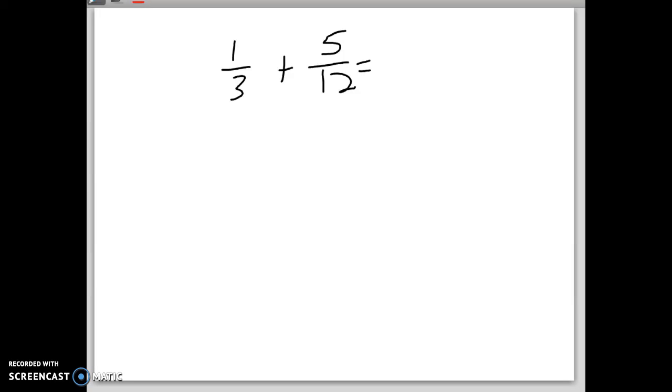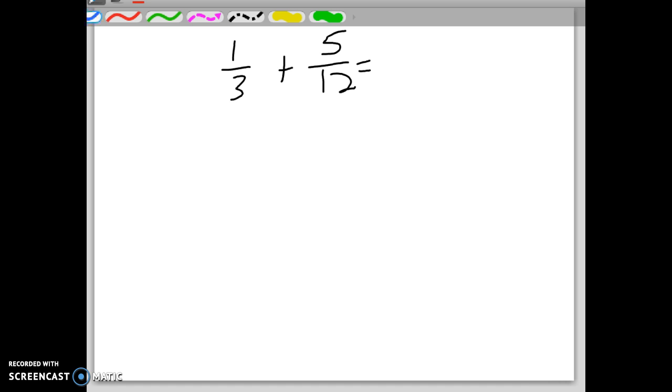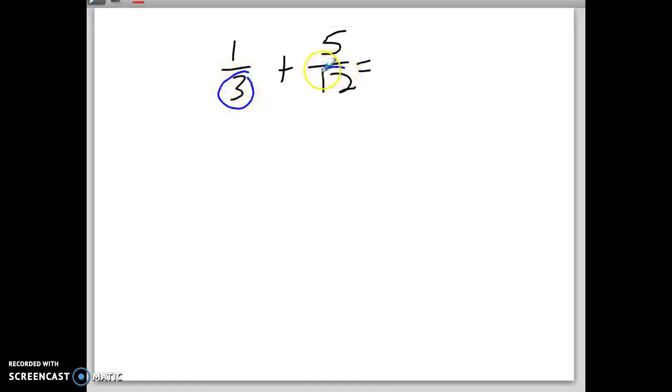I'm going to show you a strategy on how to add fractions with unlike denominators. As you can see, we have unlike denominators with 3 and 12. So what I tell students all the time is that they need to find a number that 3 and 12 both can go into evenly, meaning 3 multiplied by what can get you a number that 12 multiplied by a number can get you the same number.